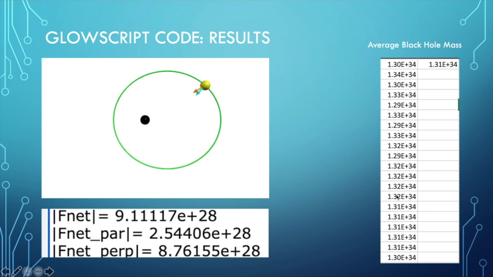I put all the values for mass into Excel to get the average, which turned out to be 1.31 times 10 to the 34th kilograms for the average mass of the black hole.